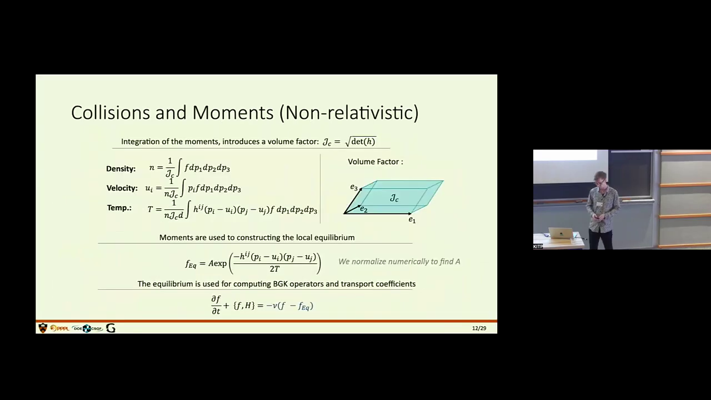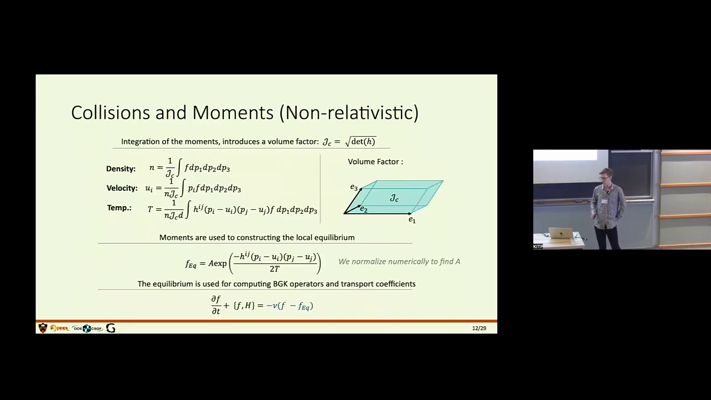The final bit that I want to talk about is going to be collisions and moments of our distribution. We can define the non-relativistic limit, density, velocity, and temperature. We're calculating the integrals in terms of the downstairs components of momentum, P1, P2, P3, where the fact you've expanded in terms of these dual bases for positions and tangent bases for your momentum is going to give you a volume factor at every point from your tangent space, so this factor JC.